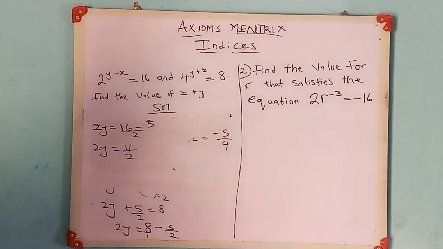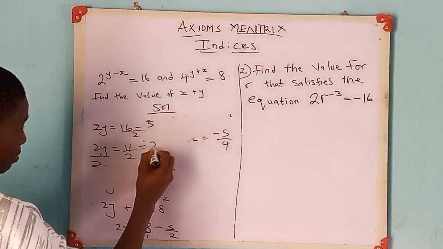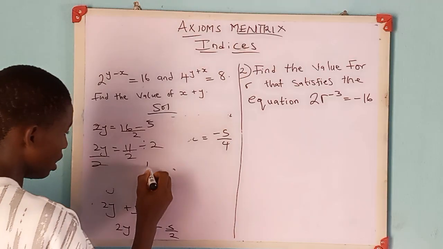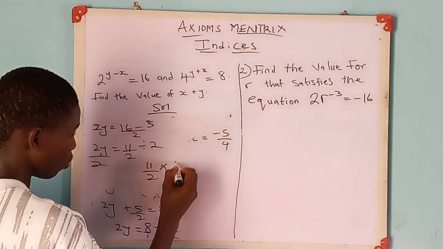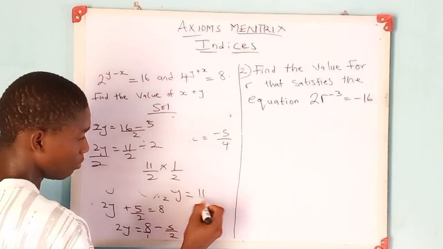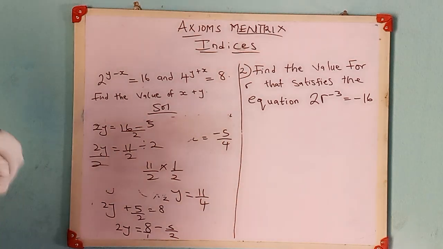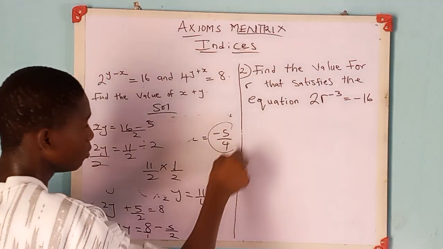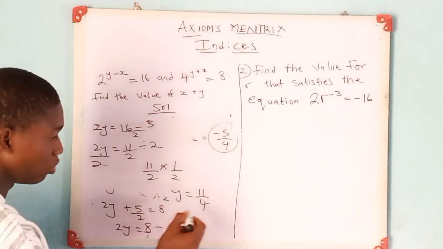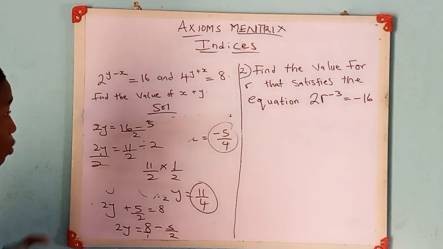So I still have to stand alone with my y, so I need to divide both sides by 2. I'm dividing this place by 2 and dividing this place by 2, which is automatically 11 over 2 times 1 all over 2. So I'm going to get y equal to 11 all over 4. So now from this place, we have gotten our x value. Our x value should be minus 5 over 4, and our y value is 11 over 4. The question says we should add the both of them together.